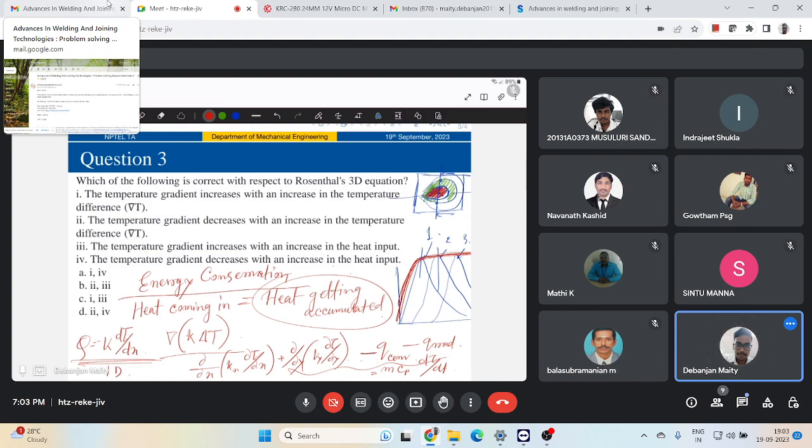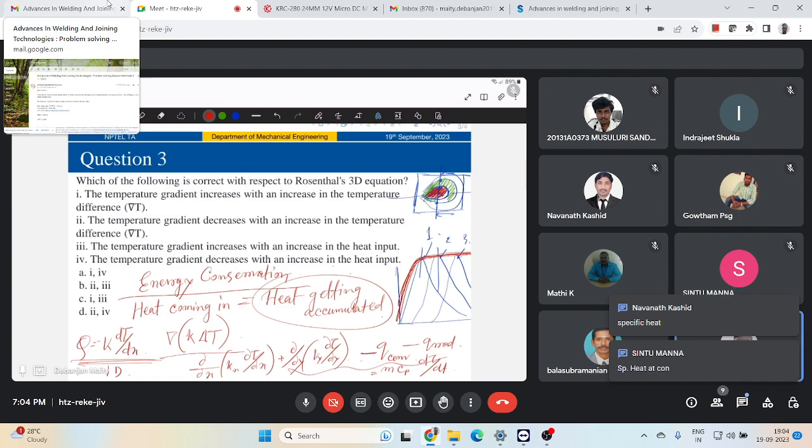What is Cp? What is Cp? Have you heard of this term, specific heat? Yes. Okay. So Cp is specific heat, right.